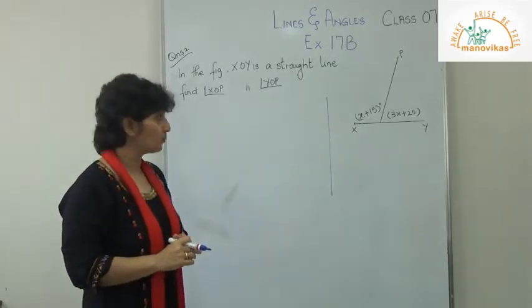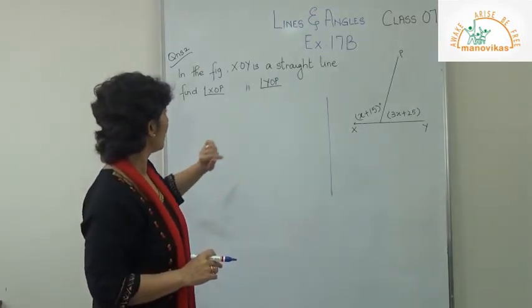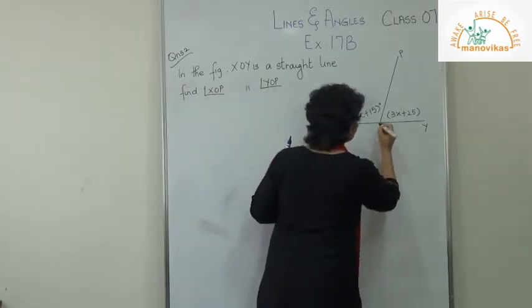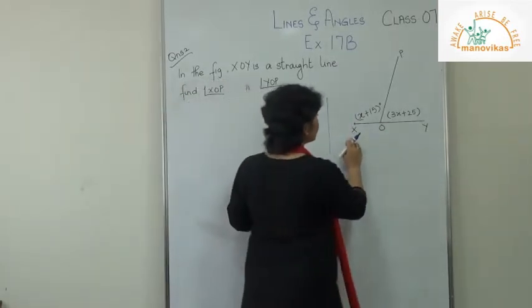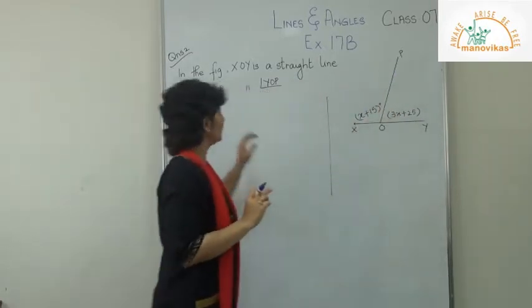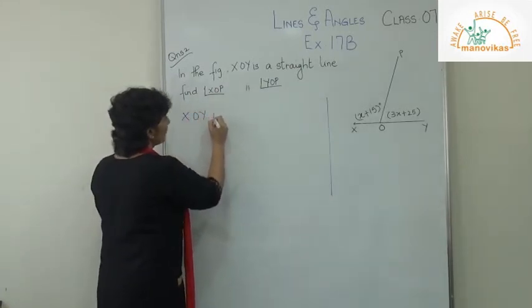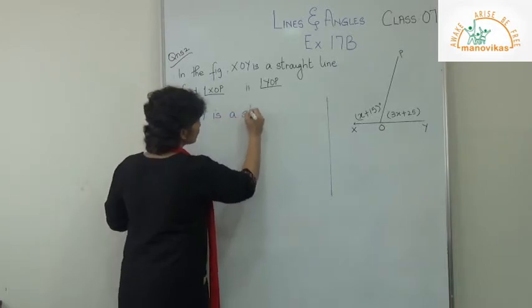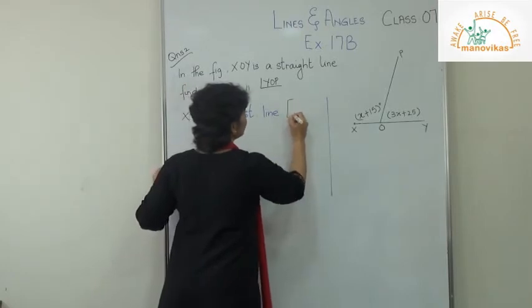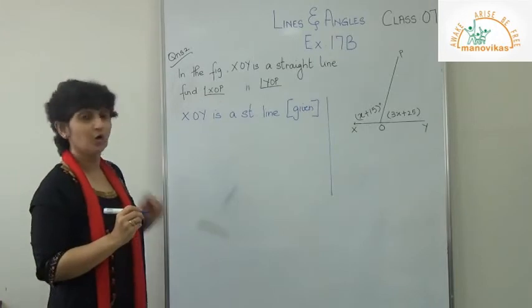Find angle XOP, and the other one you need to find out is angle YOP. Now, I have forgotten. Let me write here. So, you have angle XOP and angle YOP. Now, they have already given to you that XOY is a straight line. Now, this is given to you. Correct, children? This is given in your question.